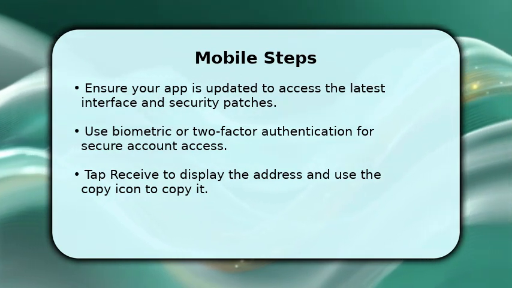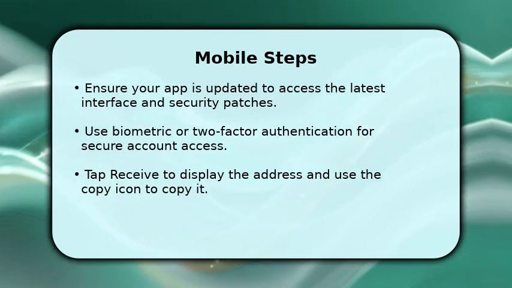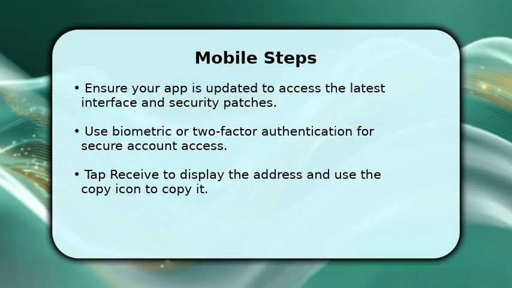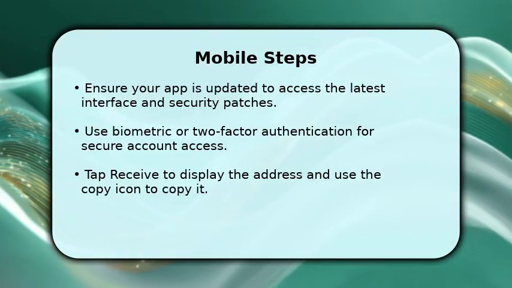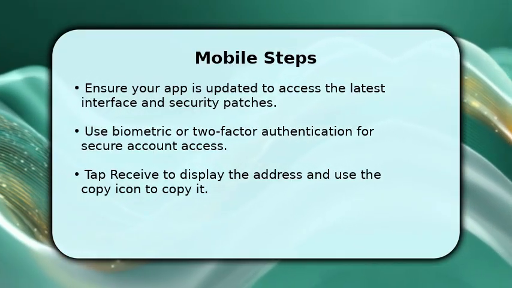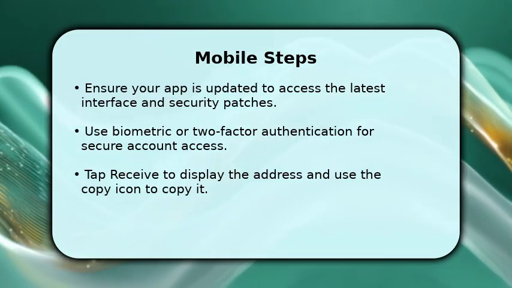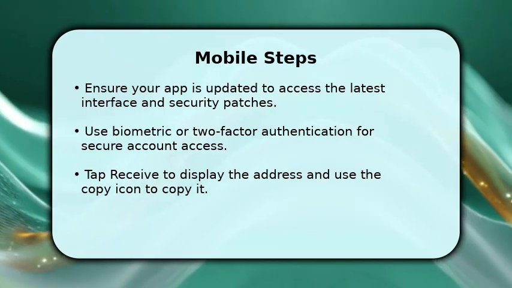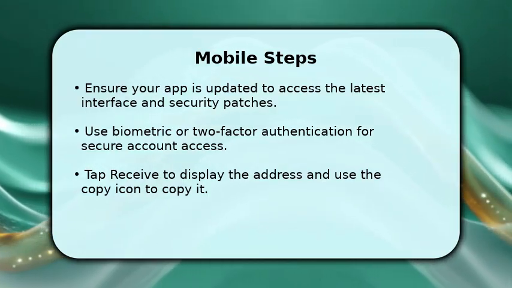After logging on mobile, update the app, authenticate, then go to Wallet, Spot, and Ethereum. Tap Receive to display the ETH address and QR code, then use the copy icon to copy it to your clipboard. Always confirm the displayed address matches the one you paste elsewhere, and consider saving addresses in a secure manager for repeat transfers.